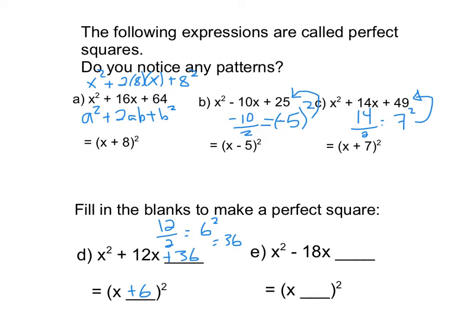Okay, negative 18. Negative 18 divided by 2 is negative 9. Negative 9 squared is 81. So plus 81. We're always going to have the positive there. Minus 9 goes in the bracket. (x minus 9) squared.